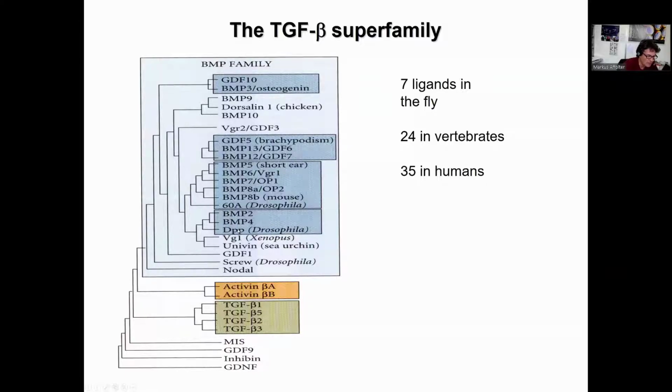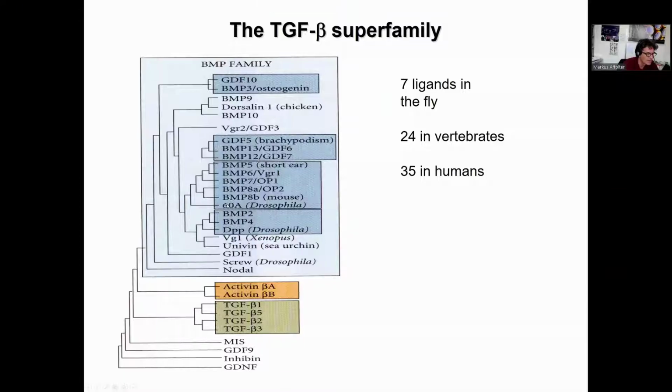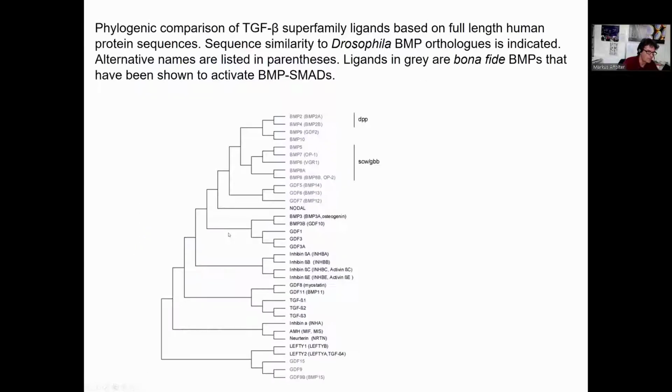The DPP molecule, or the DPP gene, codes for the monomer. This monomer then dimerizes and forms functional DPP molecules. As it turns out, DPP often heterodimerizes with GBB. GBB is, where's GBB? It's not on this slide, so let's forget about it. It doesn't really matter. We will talk about this molecule here, DPP.